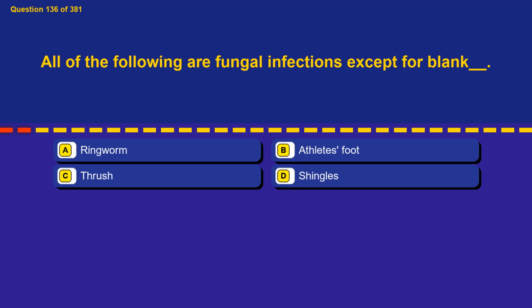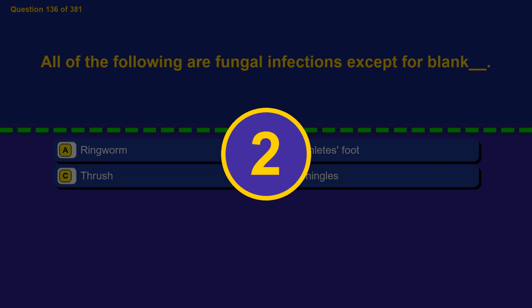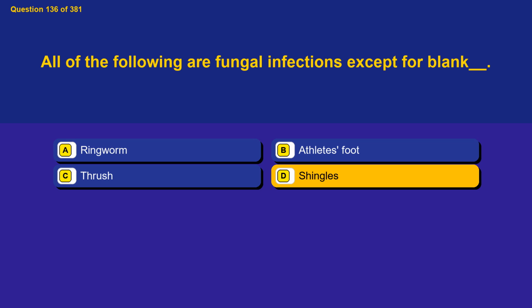Question 136. All of the following are fungal infections except for blank. Option A, ringworm. Option B, athlete's foot. Option C, thrush. Option D, shingles. The correct answer is option D, shingles.